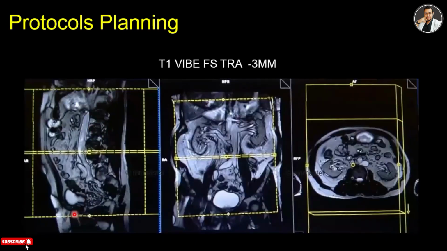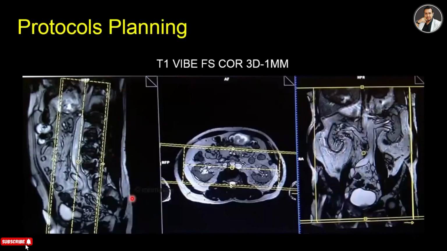And now a pre-contrast T1 Vibe fat set transverse that will cover the whole KUB region, and that is 3 millimeter. And there is also a coronal pre-contrast image. You can see the planning of this T1 Vibe fat set.